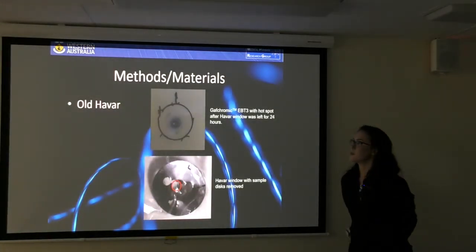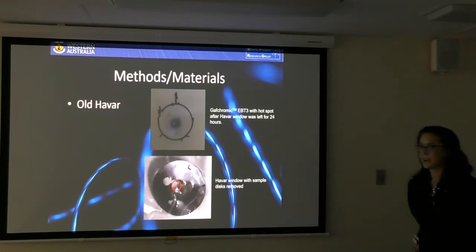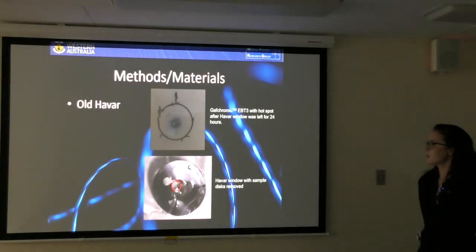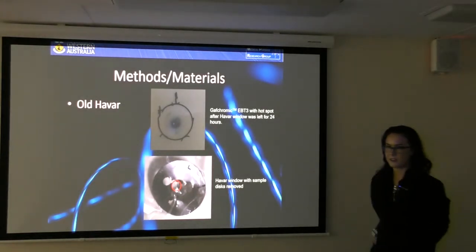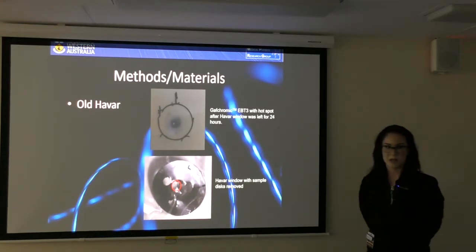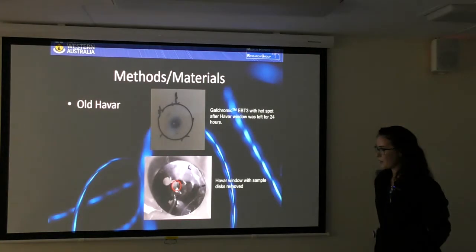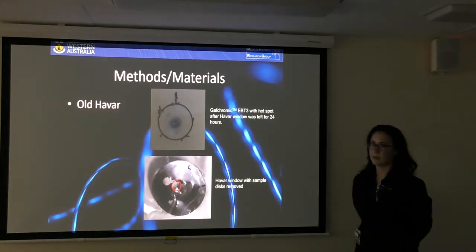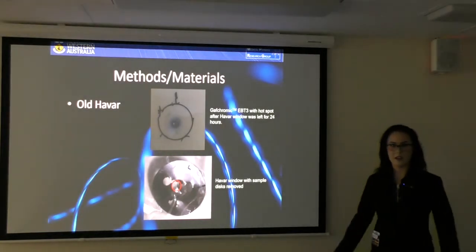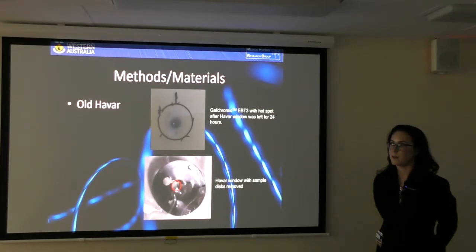So now when I come to my materials, I analysed an old Havar window. To start with, I just put the Havar window on my gamma spectrometer, and lo and behold, it became flooded. The Havar window was extremely radioactive. Next, I put the Havar on a GAF chromic film just to identify that the proton beam did hit the Havar in the middle.